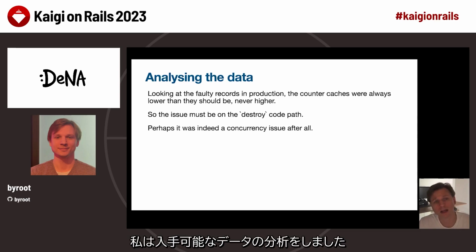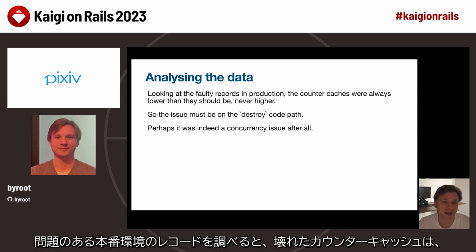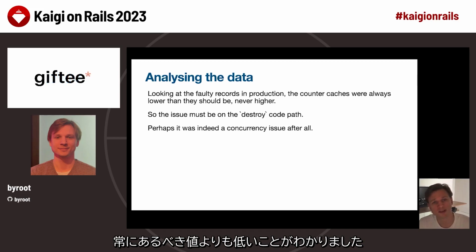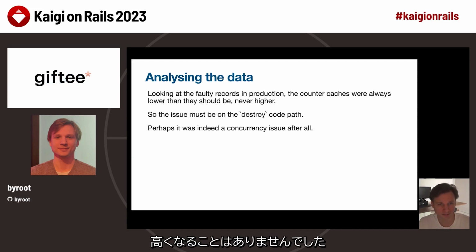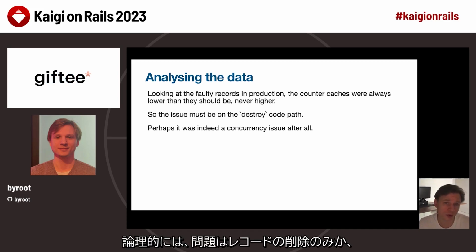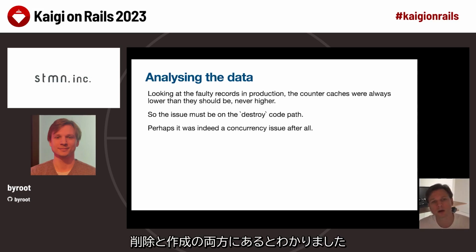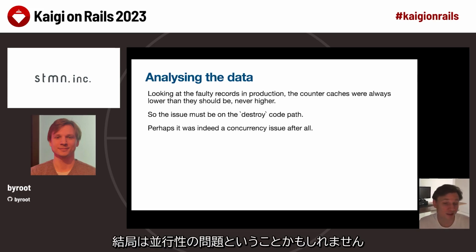So I went to analyze the data I could see, and looking at the 40 records in production, the desynchronized caches were always lower than what they should be, never higher. So the logical conclusion was that the issue was on the destroy code path and not on the create, or on both. So perhaps it was a concurrency issue after all.